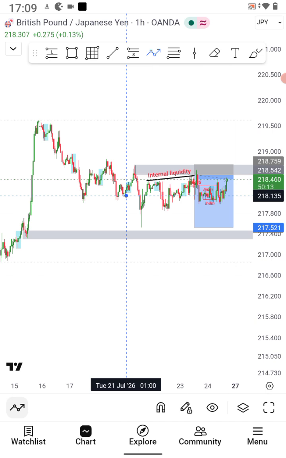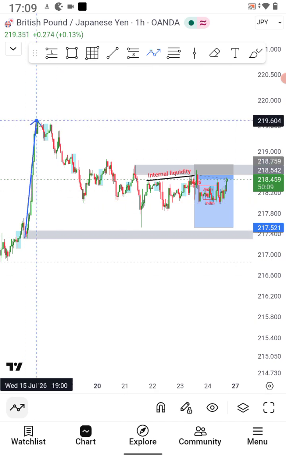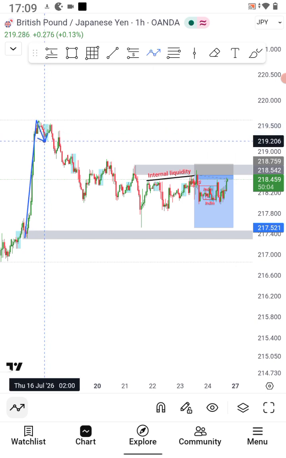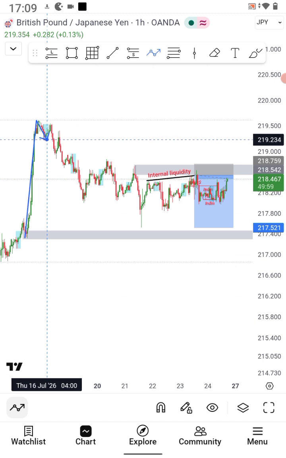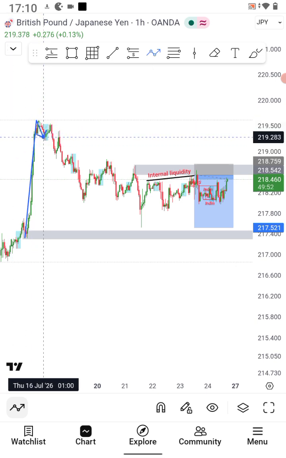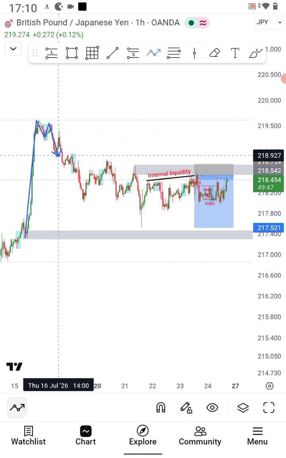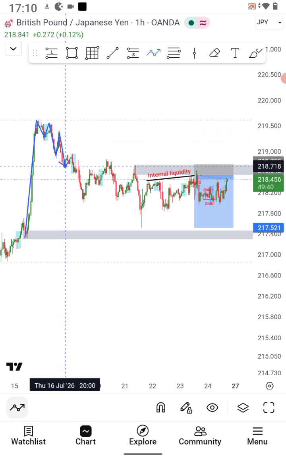Market gave a very impulsive move to the upside. Are you seeing it now? So then it retraced. Then it gave a lower high. Let me draw the schematics. It gave a lower high. Then you have a lower low, lower high, lower low.